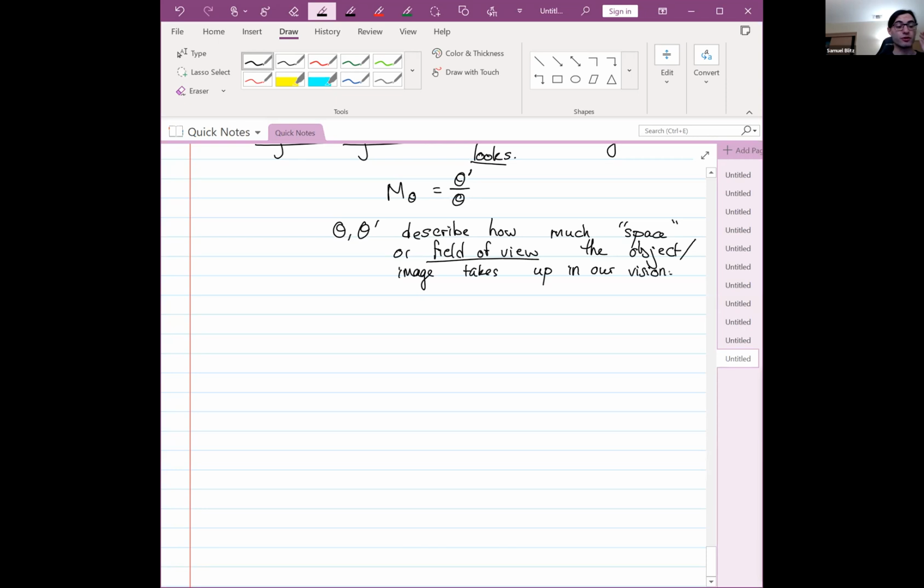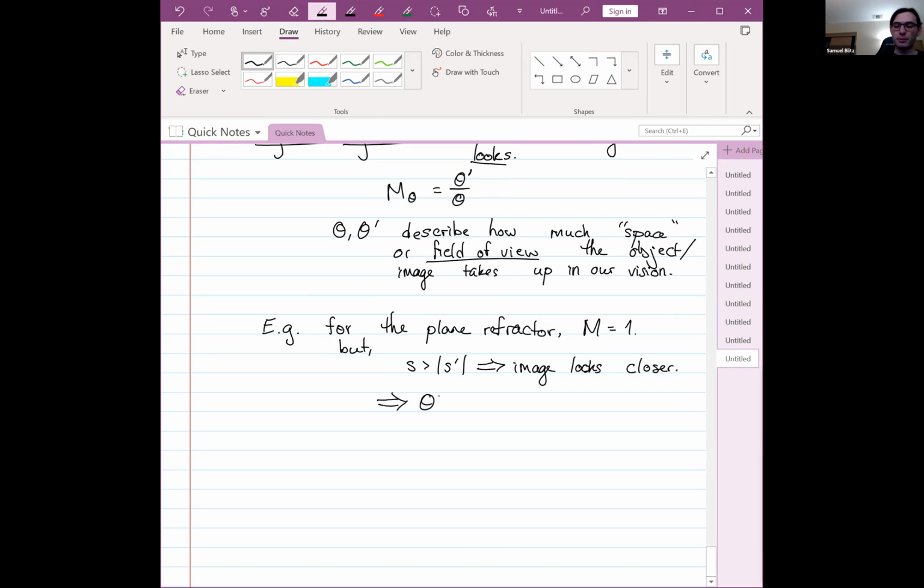So for a plane refractor, m equals 1, but the magnitude of s is greater than the magnitude of s prime. The image looks like it's the same size, but closer. What that implies is that theta prime, the theta associated with s prime, is greater than theta, which implies that m sub theta, the angular magnification, is greater than 1, which just says that it looks bigger, even though it's not bigger, it's just closer.